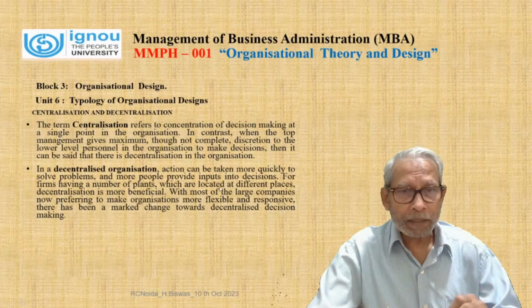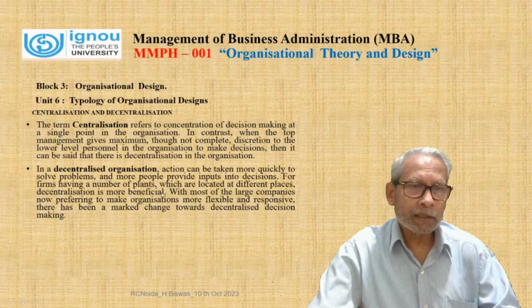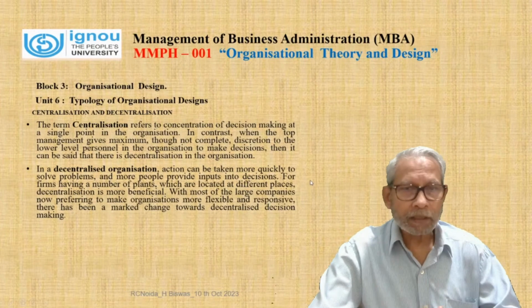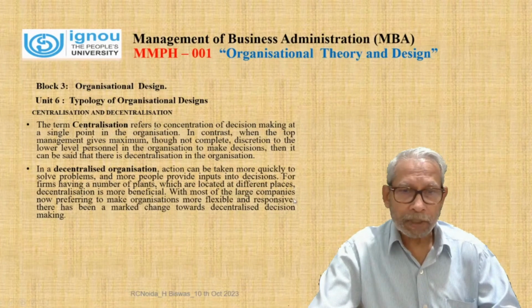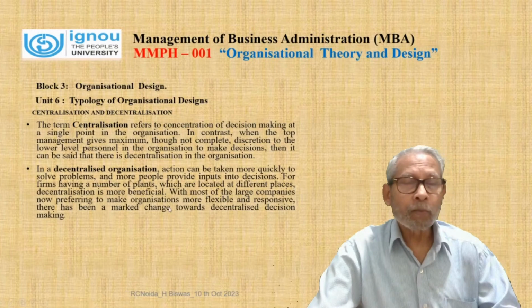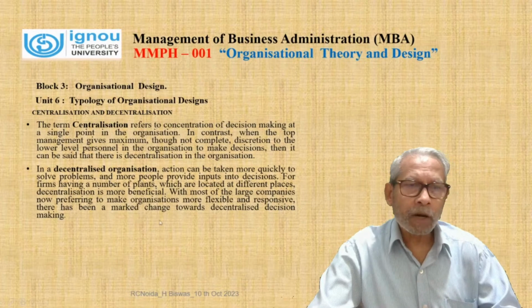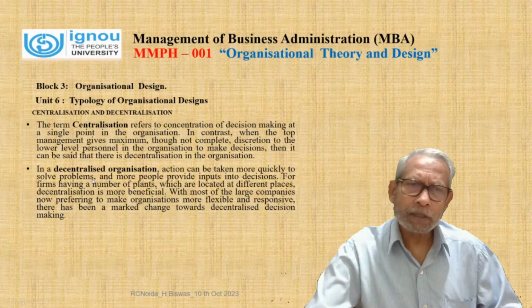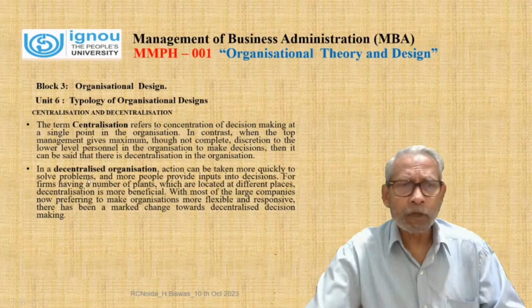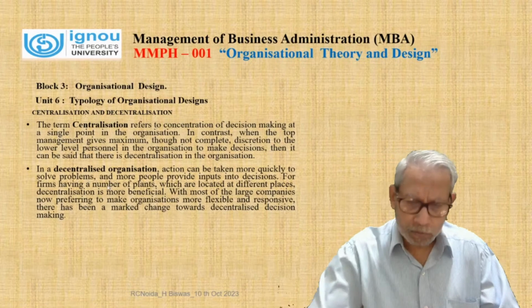So in this case the delay is reduced and problems can be solved very quickly. More people provide inputs in these decisions, for example for farms having a number of plants located in different places. Decentralization is more beneficial, with most of the large companies now preferring to make the organizations more flexible and responsive. So there has been a marked change towards decentralized decision making. When the organization is very big and controlling may not be possible by only a one-man show, in that case you have to distribute.